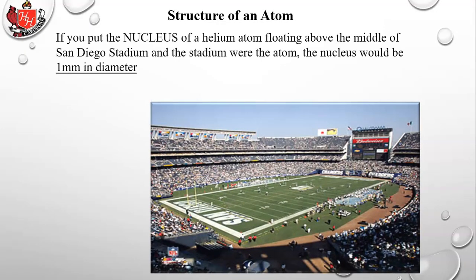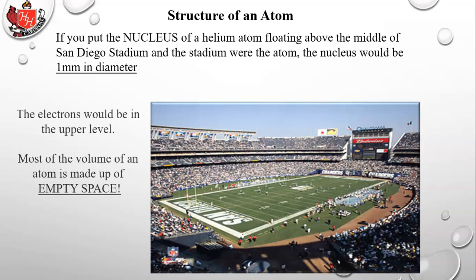If you put the nucleus of a helium atom floating above the middle of San Diego Stadium, which no longer exists, but that's what it looked like, and the stadium were the atom, the nucleus would be 1 millimeter in diameter. That's one of those tiny lines on a meter stick. The electrons would be in the upper level. Most of the volume of the atom is made up of empty space.